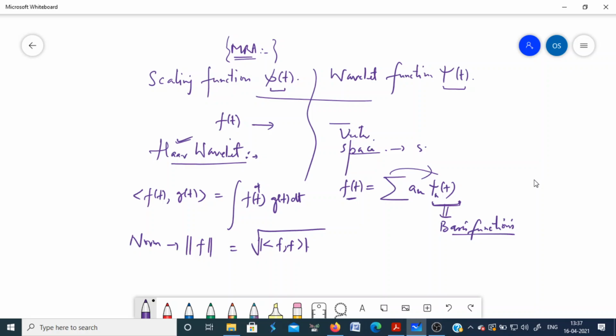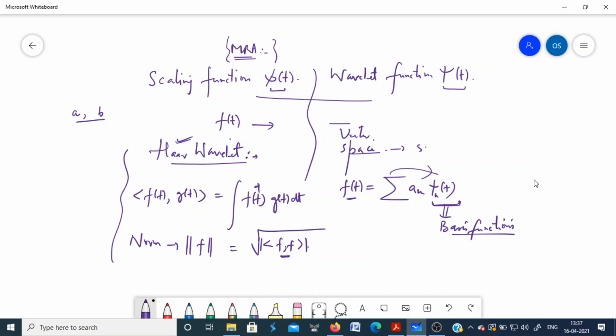Okay, so the square root of the modulus of the inner product of a function with itself defines the norm, or the length, of this function. If you look at vector spaces, suppose you have a vector a and a vector b, not in continuous time but in the discrete domain.